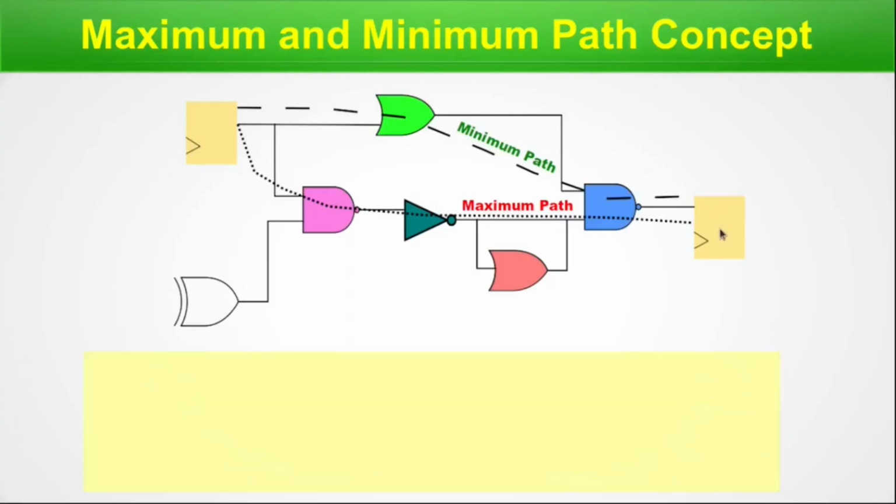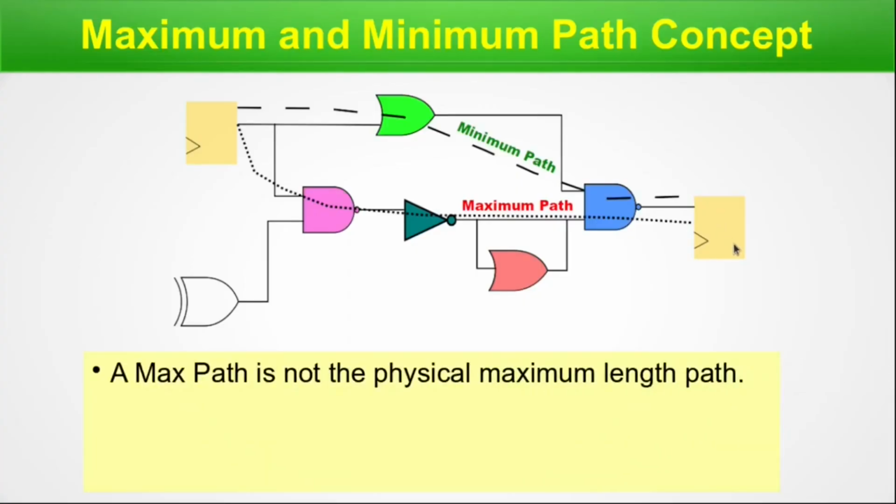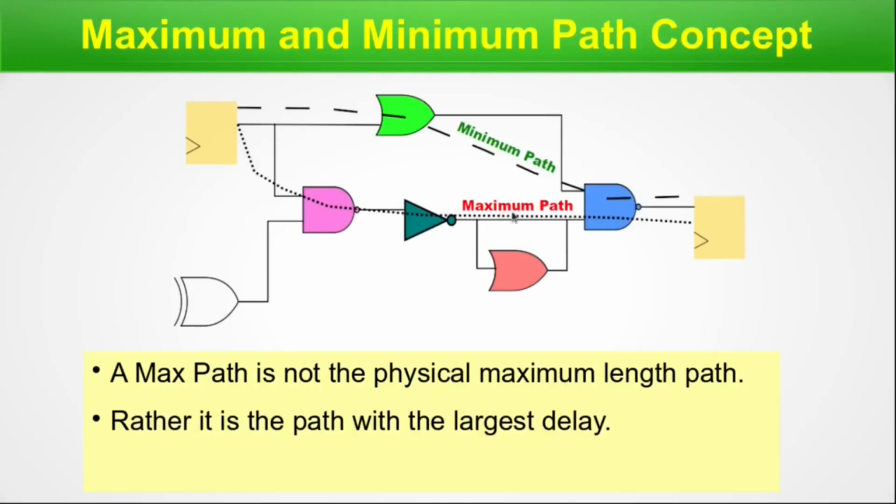Now let me bring up the text. A max path is not the physical maximum length path. Physical length means how long the path is. It is not like that. It is with respect to the delay. So here it is the maximum path. In red we have written this. This is the maximum path.